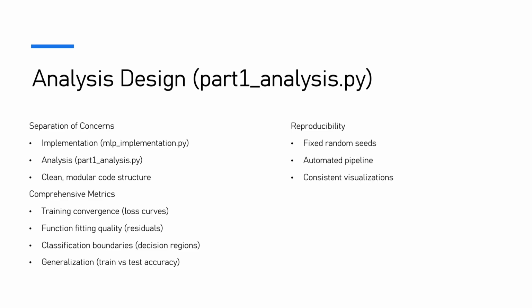We measure comprehensive metrics, including training convergence through loss curves, quality of function fitting using residuals, and classification performance through decision boundaries and accuracy metrics. All experiments use fixed random seeds for reproducibility, meaning anyone can run our code and get identical results. The automated pipeline ensures consistency across all three experiments, making comparisons meaningful and fair.